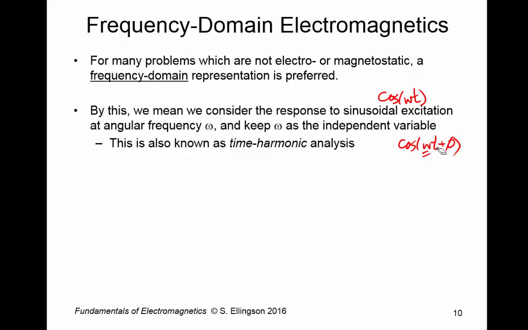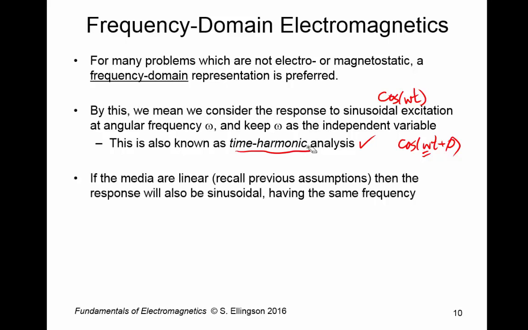That way we can change omega, and we can find out what the new response is, and so we get a frequency domain representation. This is also known, primarily in older books, but still the term is sometimes used, as time harmonic analysis. So sometimes you'll hear this referred to as time harmonic analysis, but it means the same thing. It's just frequency domain analysis.